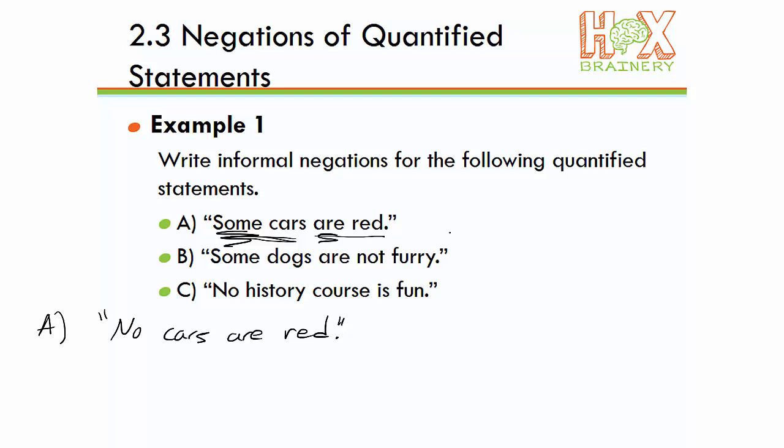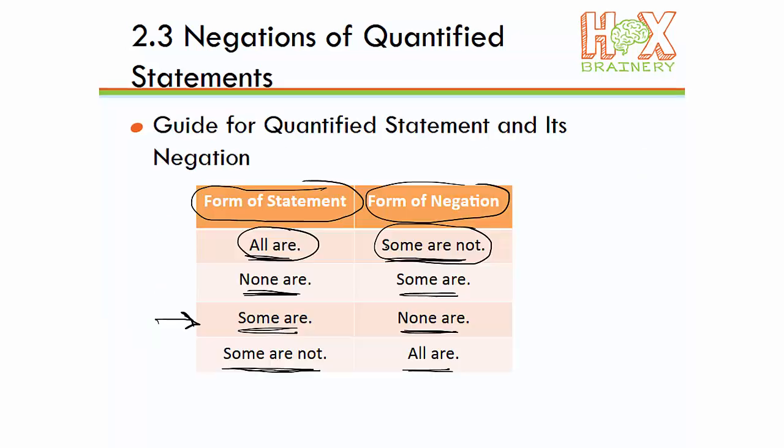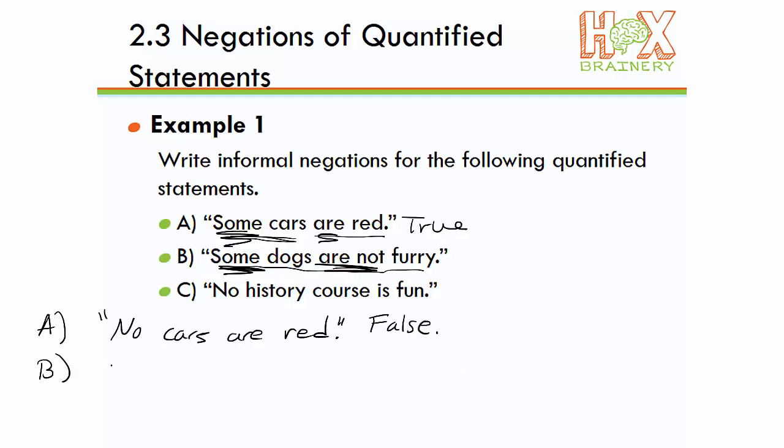And you can kind of check the truth values too. Some cars are red, that's true. No cars are red, that's false. And then for part B, we have some dogs are not furry. Some are not. Go to your table. Some are not, that's at the bottom here, and the negation involves all are. So some dogs are not furry has the negation, all dogs are furry.